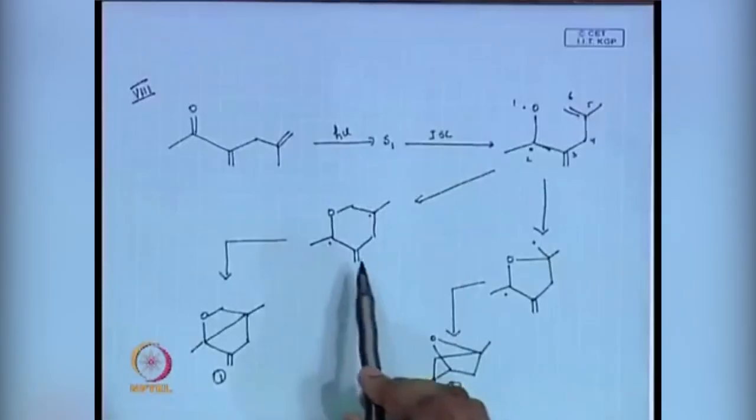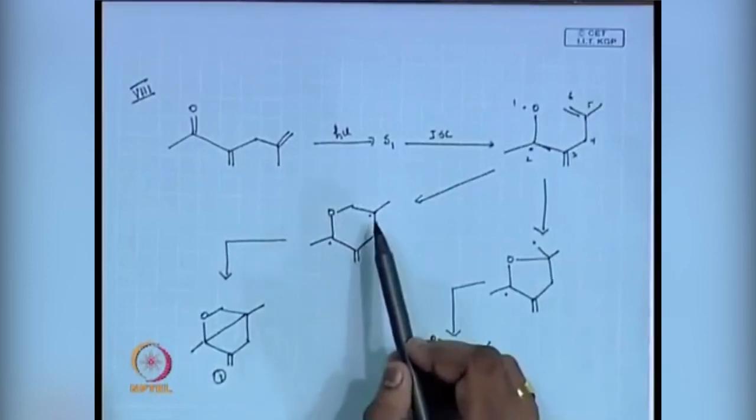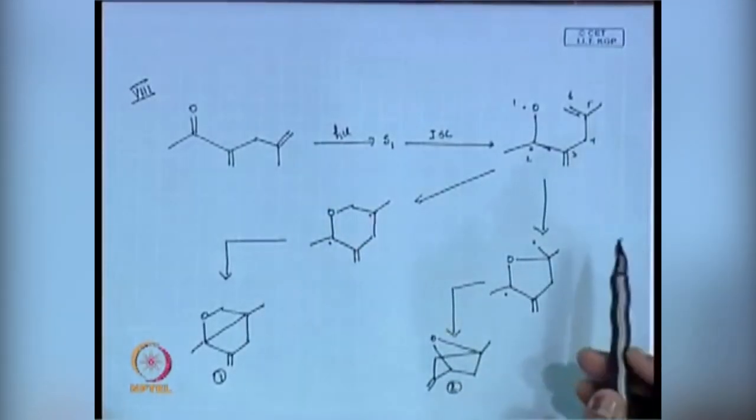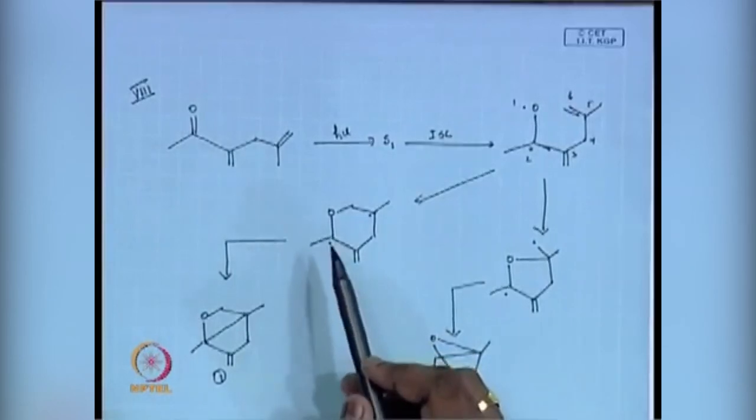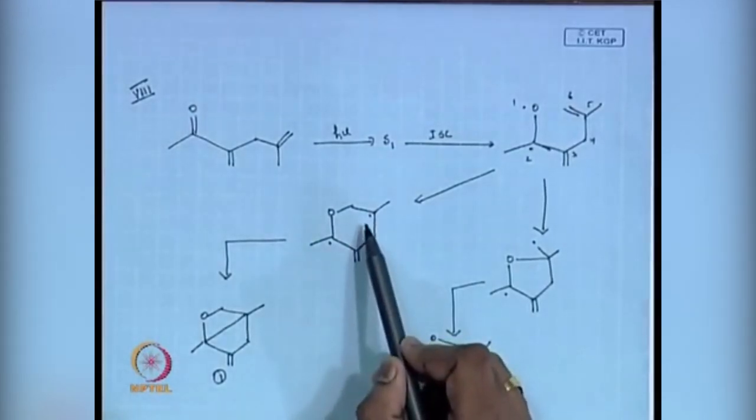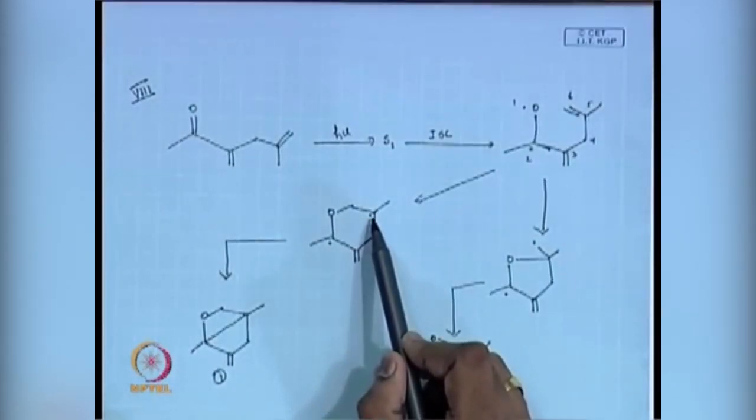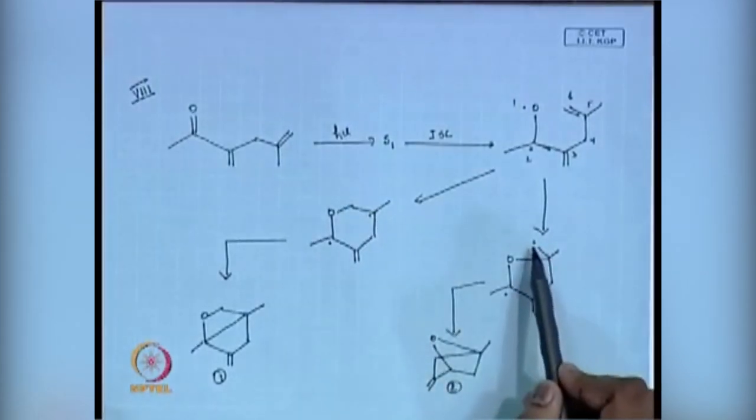Yes, you go with the stability of the radical. That's what I want to see. There's nothing wrong. In this case, you go with the radical. I get a secondary radical, or a tertiary radical, right? Here it is a primary radical.